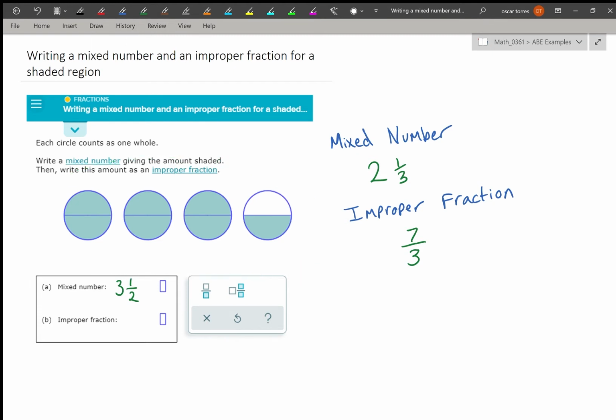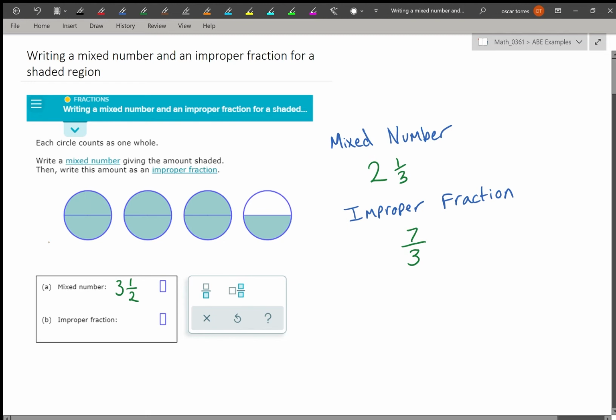For our improper fraction, we're going to look at how these circles are divided. If I look at just one of these circles, it's split up into 2 pieces, 2 slices of the circle. I want to focus on those half slices. Here I have 1/2. Here I have a second half, a third half, a fourth half, a fifth half, a sixth half, and a seventh half. I have 7 of those 1/2 sections. In other words, I have 7 halves, or 7/2. And that would be my improper fraction.